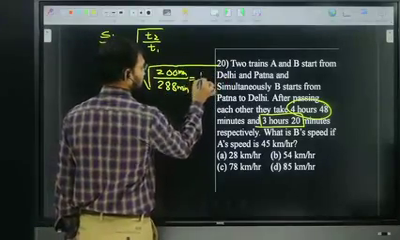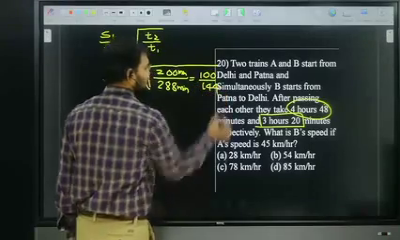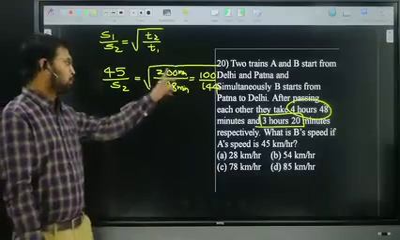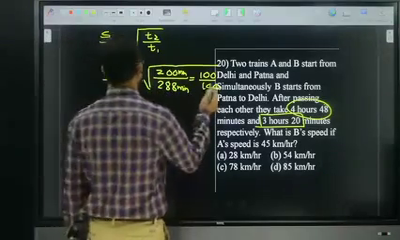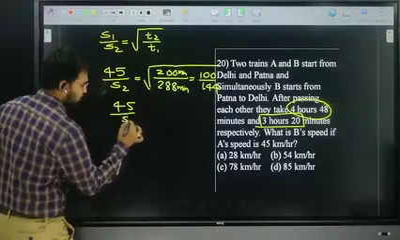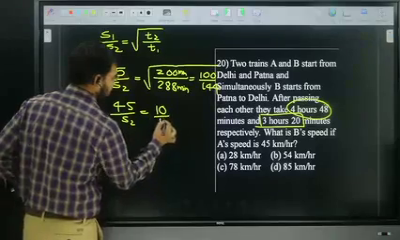So this is 100 by 144. Accepted or not? 200 to 288 becomes 100 by 144. Now 100 comes outside as 10, and 144 comes outside as 12. So 45 by S2 is equal to 10 by 12.